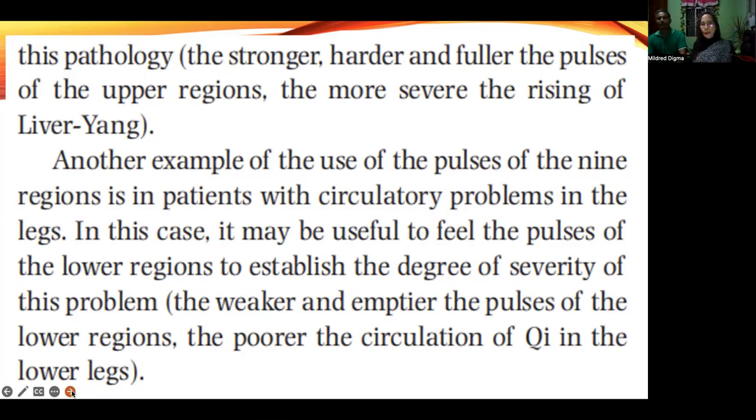Another example of the use of the pulses of the 9 regions is in a patient with circulatory problems in the legs. So, in this case, it may be useful to feel the pulses of the lower region. So, lower region, doon po kayo sa legs pupunta. Kanina, yung kidney, nasa lower region yun, kidney 3. So, pulsuhan po ninyo yon to establish the degree of severity of this problem. The weaker, the emptier the pulses of the lower region, ang ibig sabihin po noon ay poor ang circulation ng chi sa lower legs. Pag wala kayo halos makapa, ayun, yung lower legs talaga ay napakahina ng circulation ng chi.